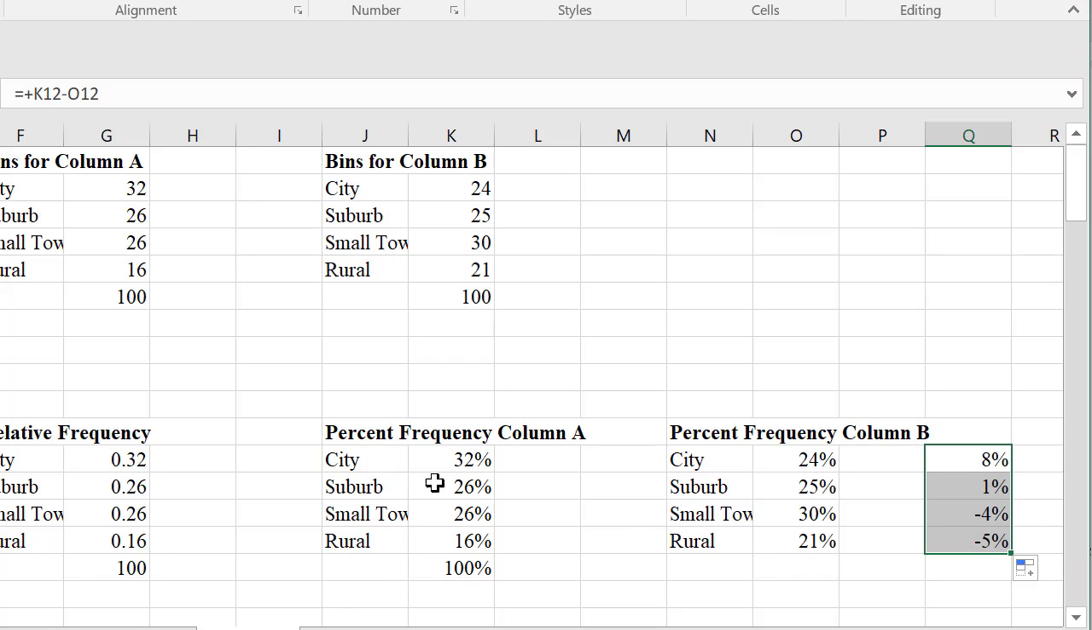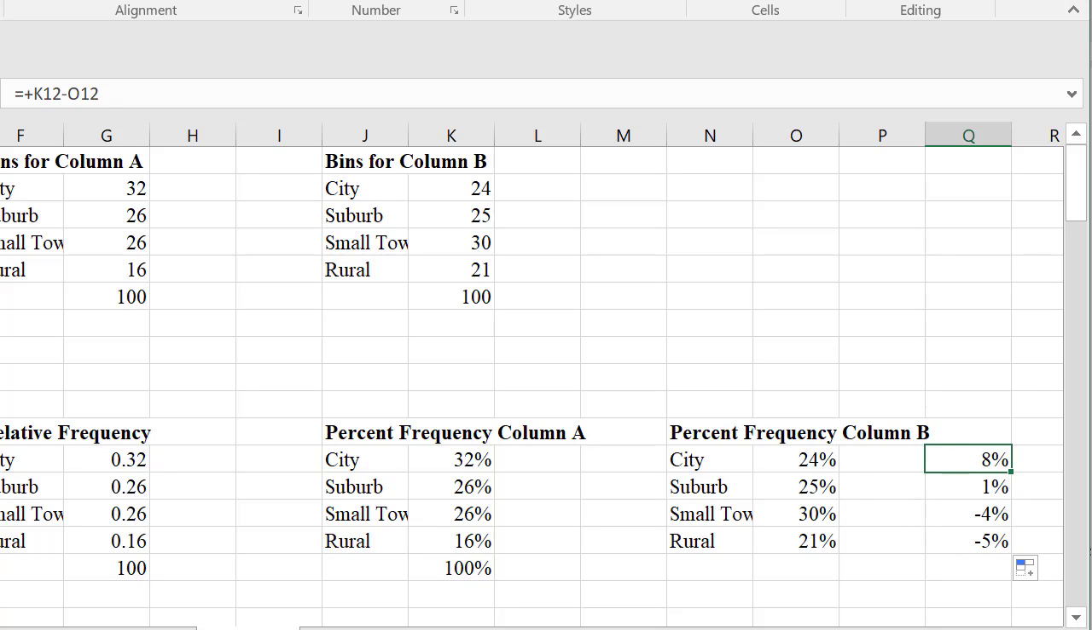And a drop of 1% from suburb. Small towns would actually go up 4%, and rural areas would go up 5%. So if you didn't like this percentage, I would take it either way.